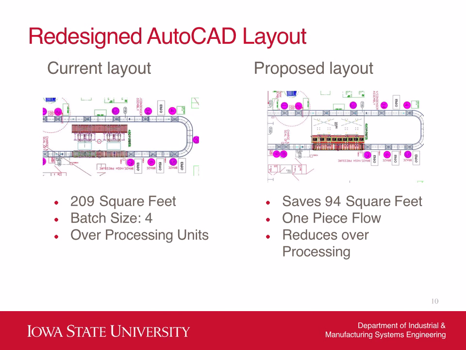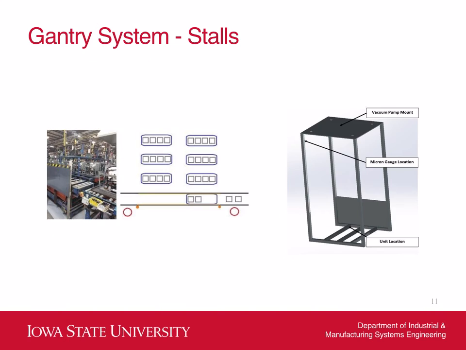A new process flow was developed so units would be able to flow to the next station after the vacuum process was completed. This method also saved the company 94 square feet compared to the current floor space. The new system we created to replace the gantry system utilized stalls. Units would be individually drawn down by being connected to a single pump rather than 4 units per 1 pump, which can create problems with quality if a single unit has a leak.